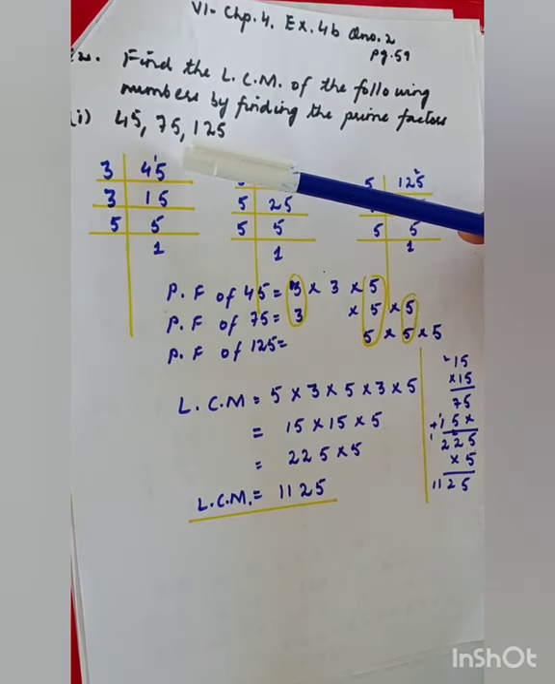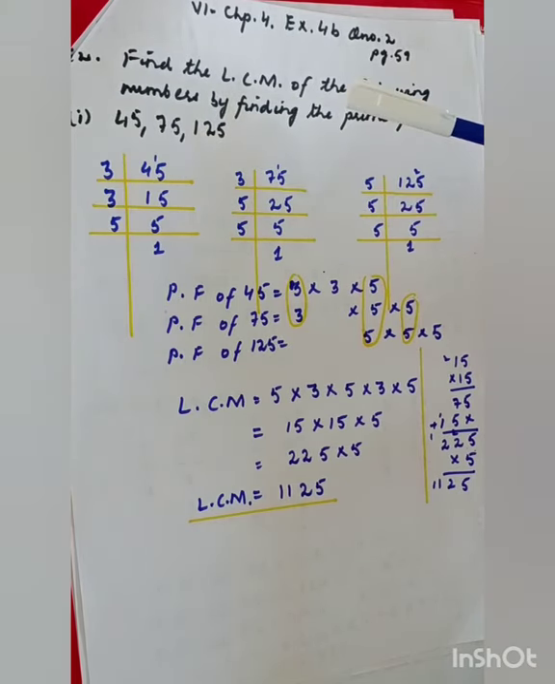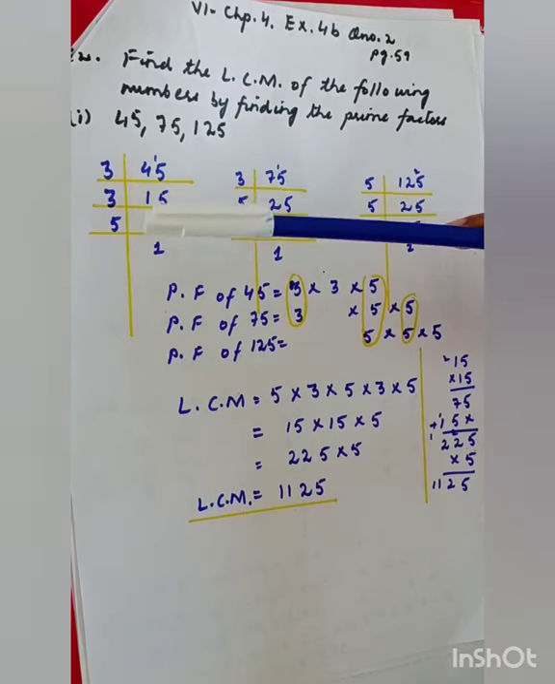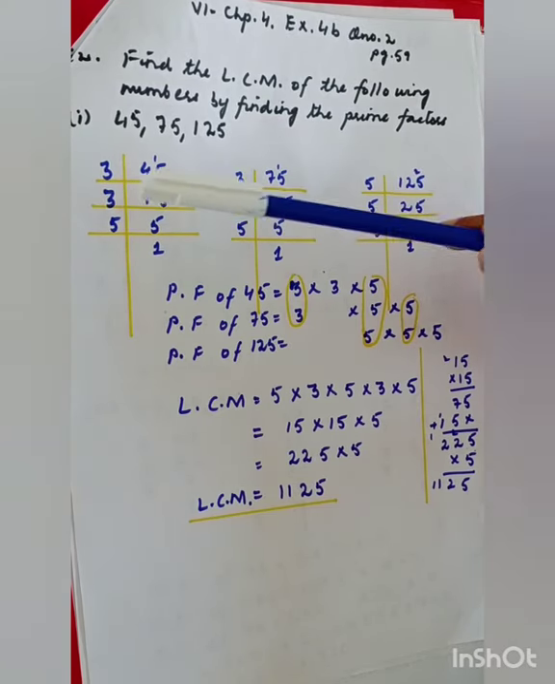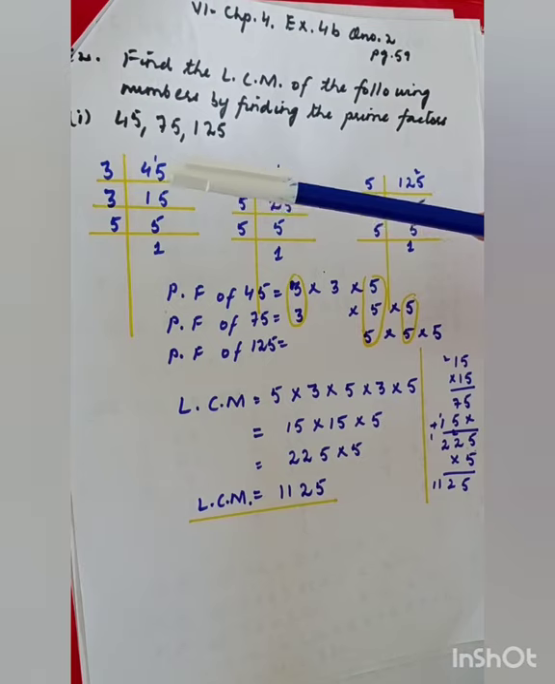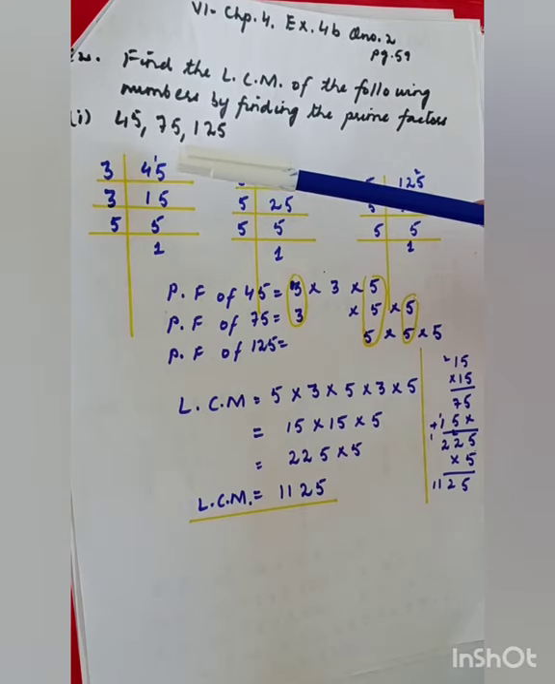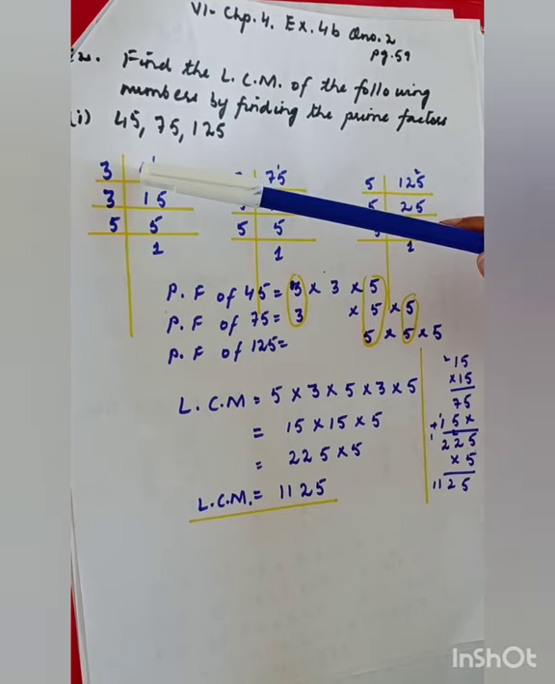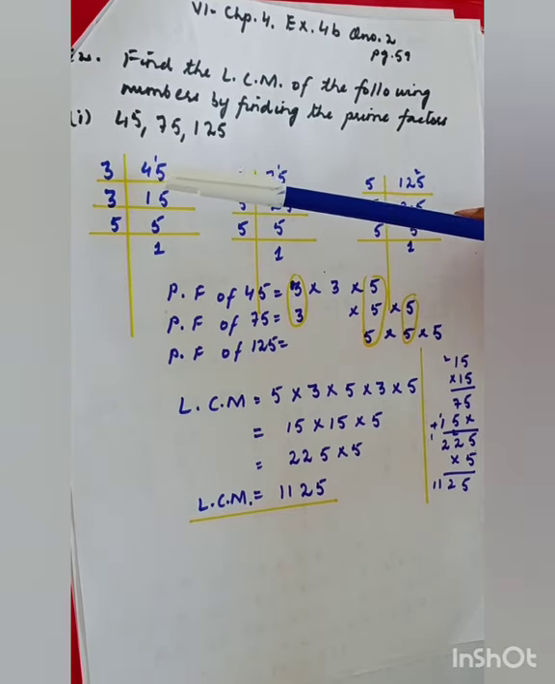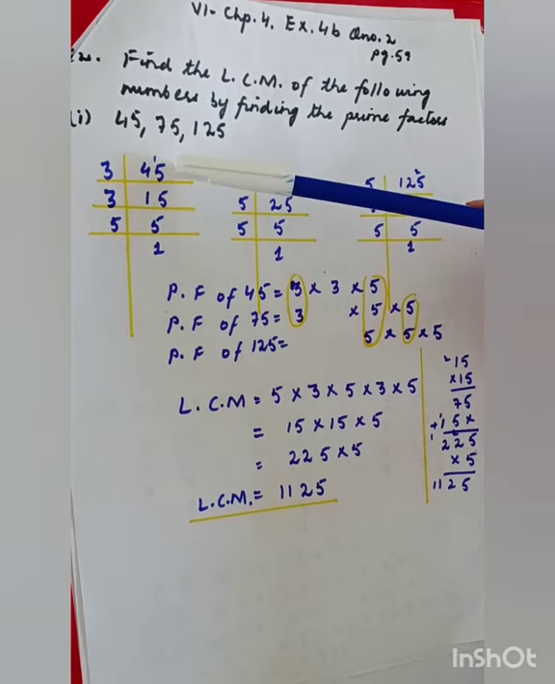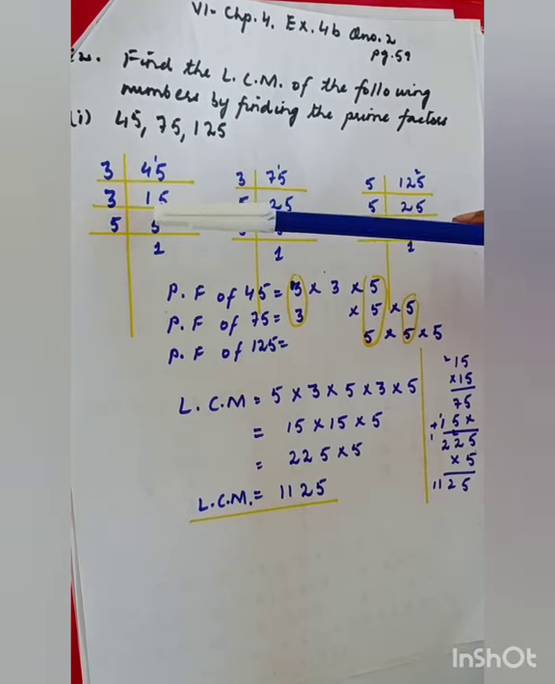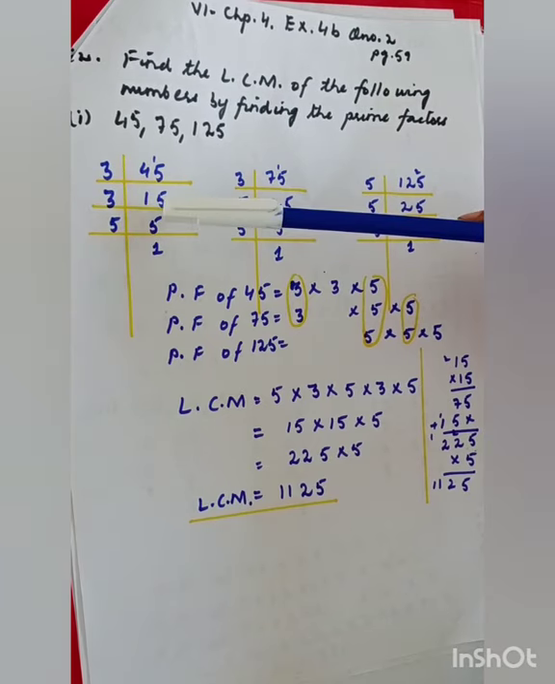The first one is 45. As their prime factors are required, we will always use the prime numbers over here. Starting with the smallest, 2, but 45 is not divisible by 2, so we will take 3. How to check for the divisibility? We know that 4 plus 5 is 9, and 9 comes in the table of 3, so it is divisible by 3. So 3 ones are 3, 1 carry, 3 fives are 15. Then again 3 fives are 15. Then 5 ones are 5.